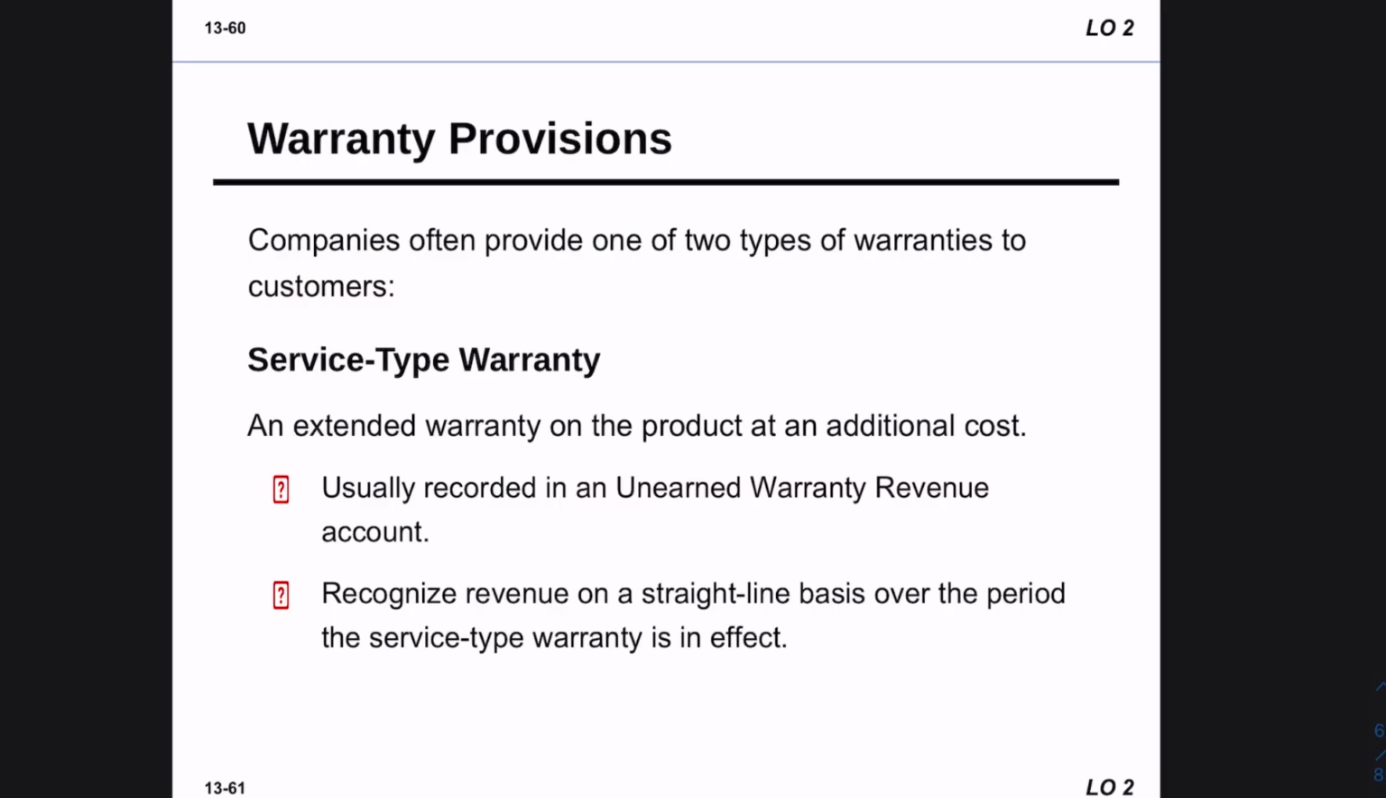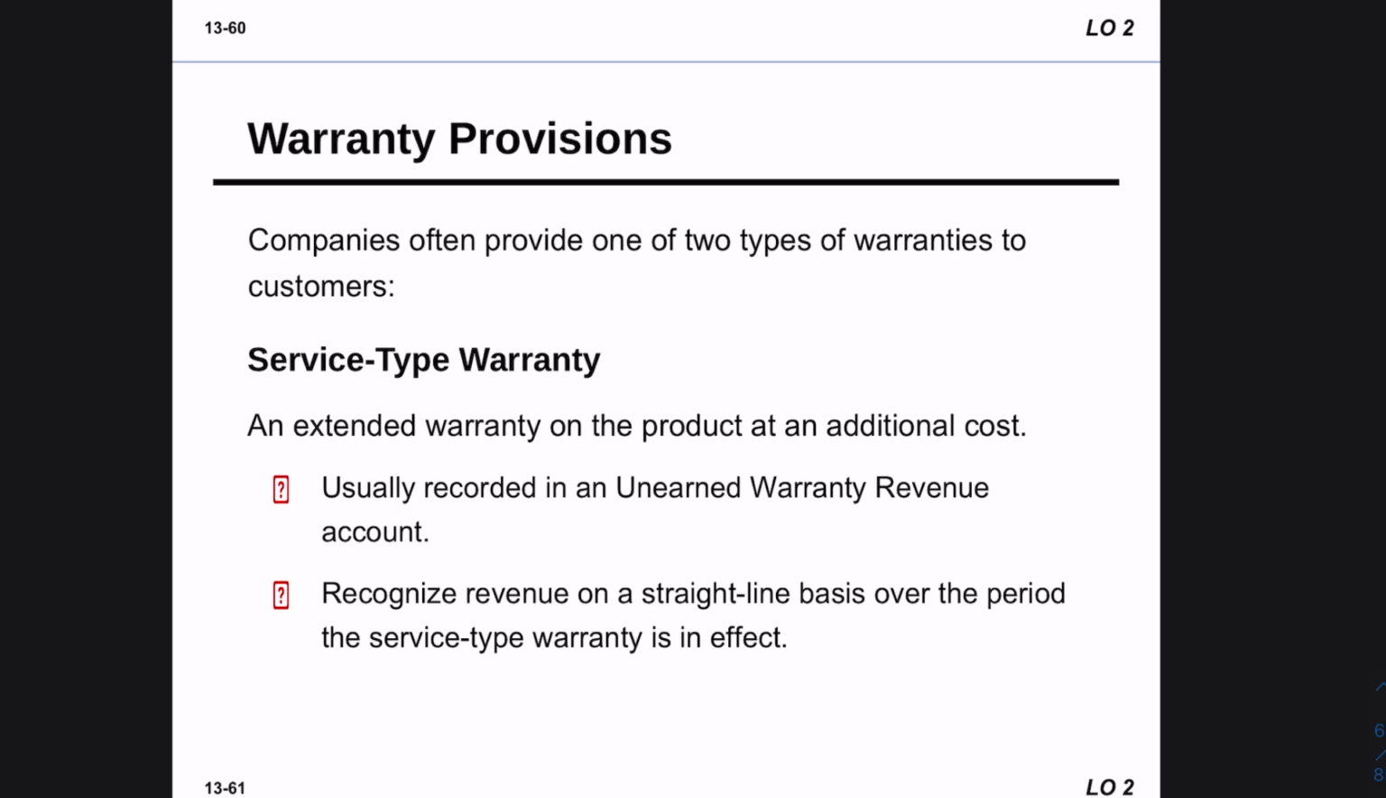And then we have the other type, which is services type warranty. So let's say, for example, if you've ever purchased a phone from any company, they will tell you, if you purchase a phone, we'll give you a warranty of 2 years. But if you pay $100, we will give you an additional warranty of 2 years plus. So services type warranty is like an extended warranty on the product at an additional cost. Probably it's not going to be for free.